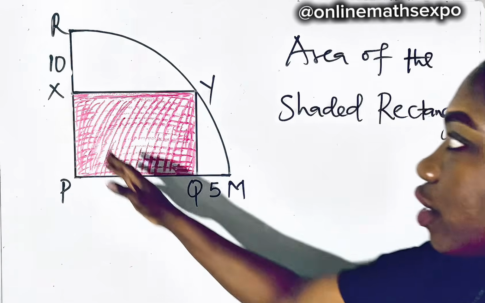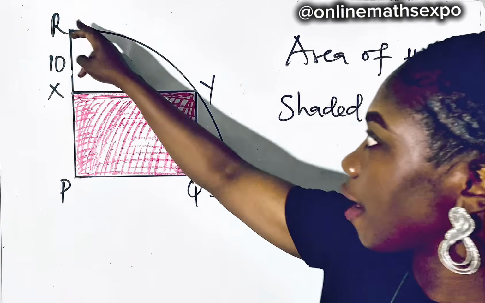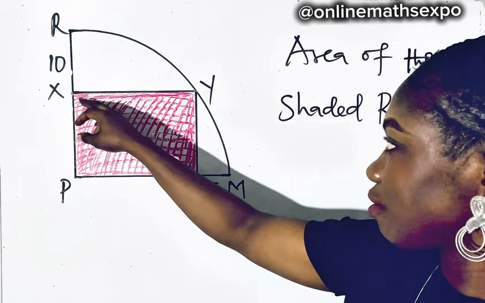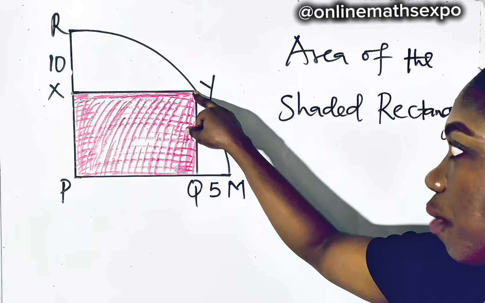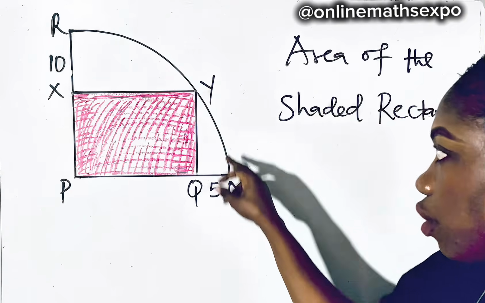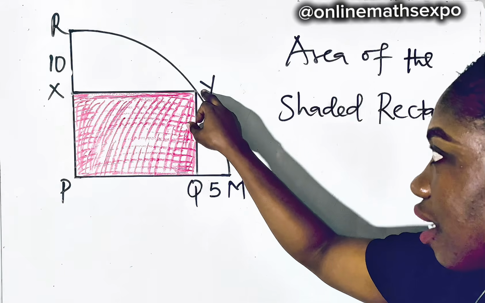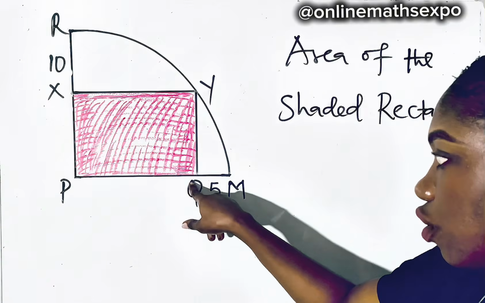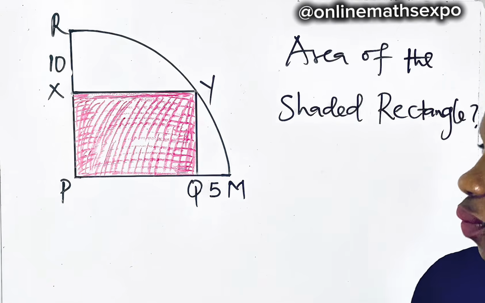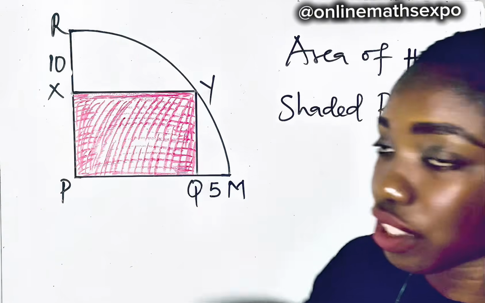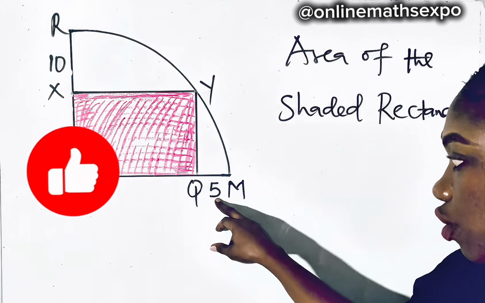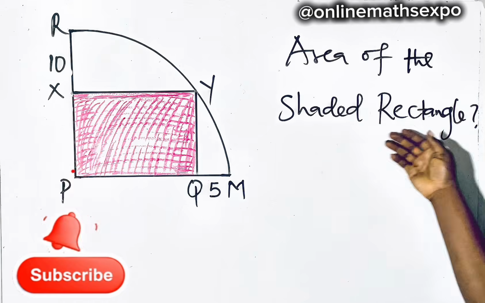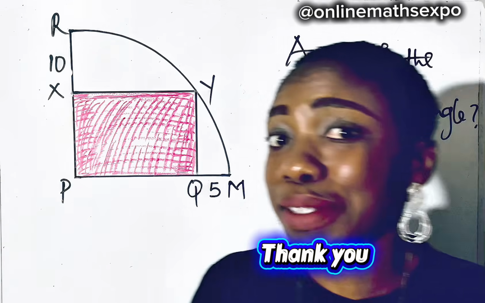We are given a quarter circle PMR, and inscribed is a rectangle such that the vertex of the rectangle touches this part of the quarter circle. This is the arc of the quarter circle, and it's touching it at Y. It's also touching it at this point, which is X, and also at this, which is point Q. Length RX measures 10 units, length QM measures 5 units, and we are asked to find the area of the shaded rectangle.